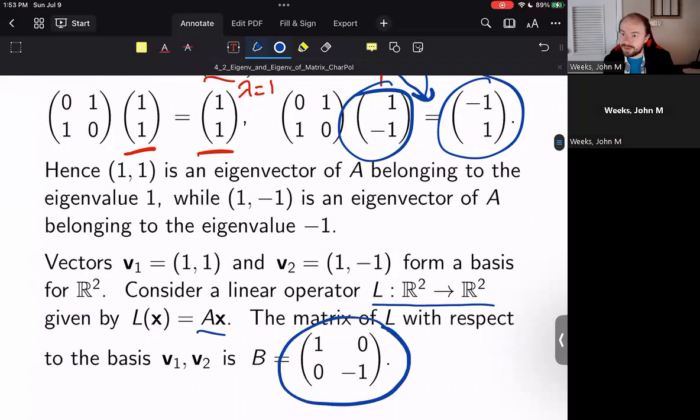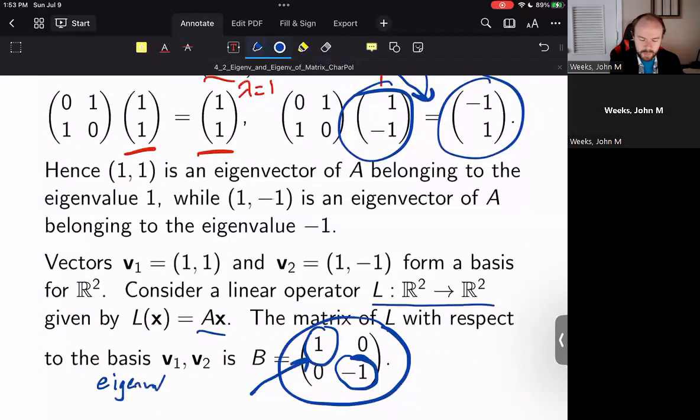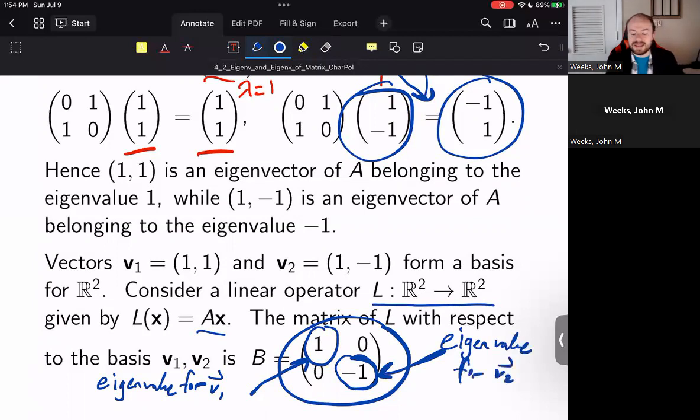This is a diagonal matrix, and you can notice that the entries on the diagonal are the eigenvalues associated to each vector. 1 here is the eigenvalue for v1, and we know it's for v1 because it's in the first column. The eigenvalue for v2 is going to be -1, and that is there in the second column.